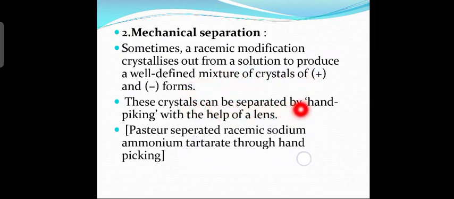Now these crystals can be separated by hand picking with the help of a lens. So these crystals are separated by what? Hand picking, by using what? Lens. Pasteur separated racemic sodium ammonium tartrate through hand picking. Pasteur is the chemist who took a racemic mixture of sodium ammonium tartrate and kept it for crystallization. From the crystals he could separate the positive and negative forms.